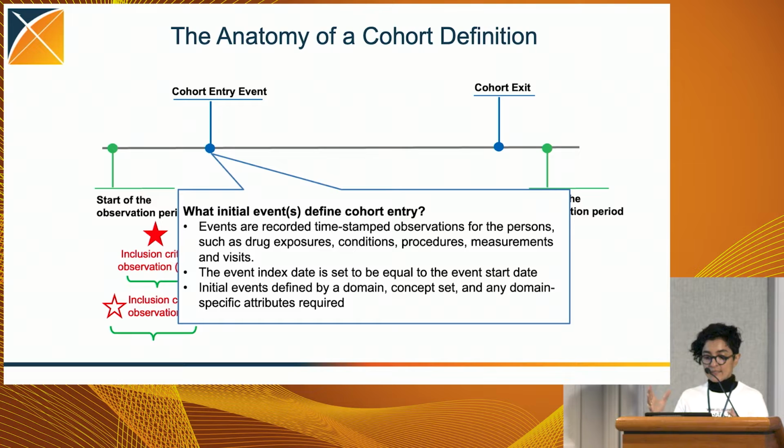So the cohort index date is the event start date. So that's how we look at it. And the way we build these is we look into the domains. Are we interested in condition, drugs, and all that? We create the concept sets. And sometimes, if there are any domain-specific attributes that are required, for example, you're looking into measurement, you want the measurement to have a specific value. You use all that to create the concept set and then put them together.